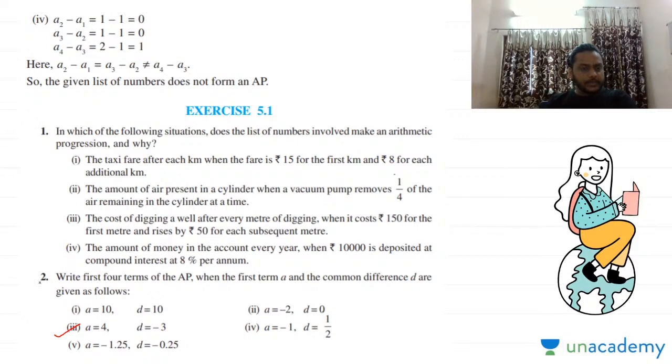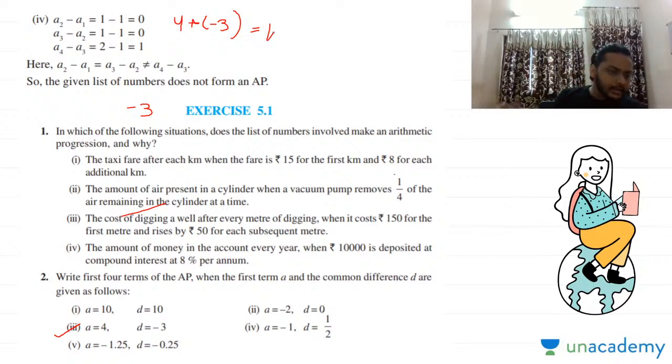So guys, first term that I am having of this AP is what? First term that I am having of this AP is 4. पहला term मेरा 4 है और common difference मेरा कितना है? Common difference मेरा -3 है. जब पहला term 4 है और common difference -3 है तो दूसरा term मैं कैसे निकालूंगा? A plus D, which means A plus -3, right? A plus -3, which means 4 plus -3 is what? 4 plus -3 is 1.